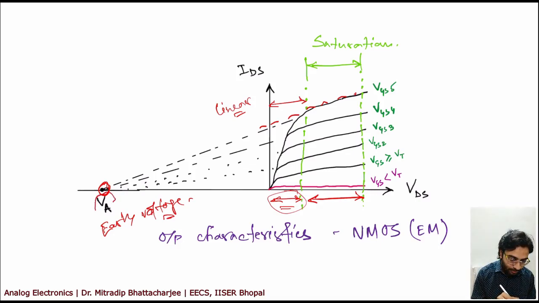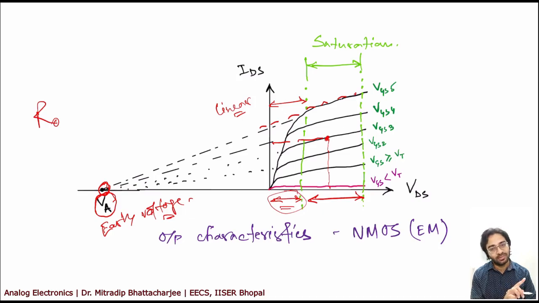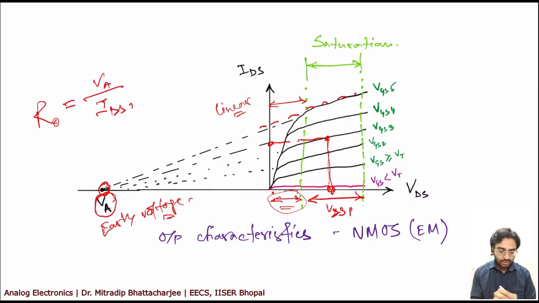Now what is the advantage of getting early voltage? This is output characteristics. So if you have the biasing current known, then you can find out the output resistance just like previous case in BJT. So R0 will be VA by IDS1 wherever it is biased. However, ideally it should be VA plus this value wherever it is biased. For example, say this is VDS1, so it should be VA plus this VDS1.